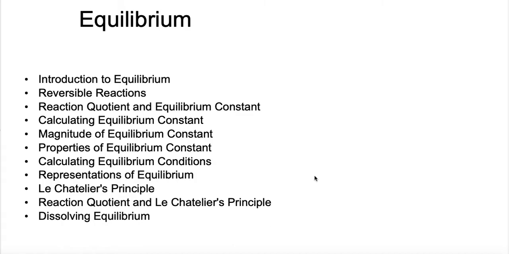First of all, just what is equilibrium? Second is the reversible reactions. Third, what are reversible reactions and what can we see from a reversible reaction? The reaction quotient, which is Q, or the equilibrium constant, K. What is that and how do you determine it? How do you calculate the equilibrium constant? What does the size of the equilibrium constant mean? What are properties of the equilibrium constant when you have multiple steps in a reaction? How do you calculate the conditions at equilibrium?